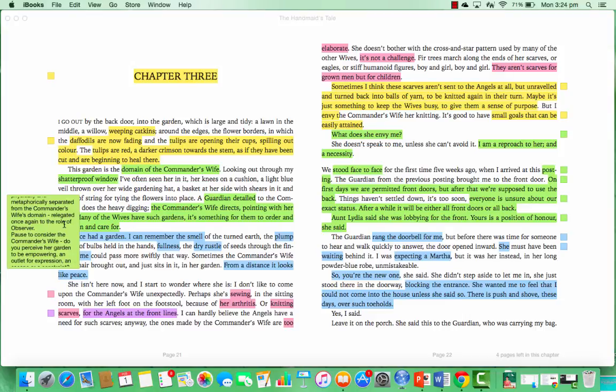Pause to consider the commander's wife and how she's characterised. Do you perceive her garden to be empowering, an outlet for expression, an escape, or a constraint? Explain your views.